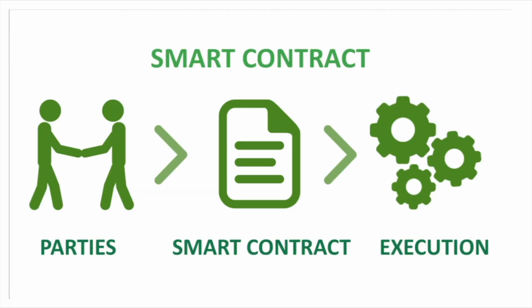But what's a smart contract? Smart contracts are digital contracts that exist on the blockchain and work exactly like contracts in real life, except for the fact that they're executed and followed without a third party.